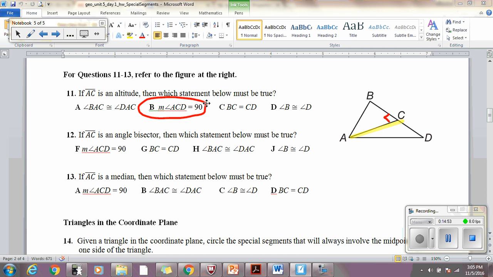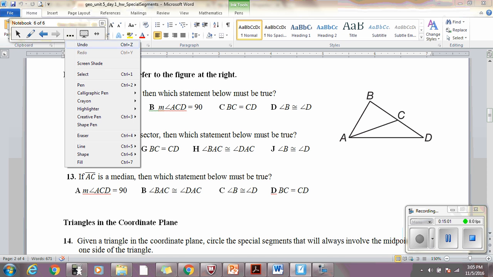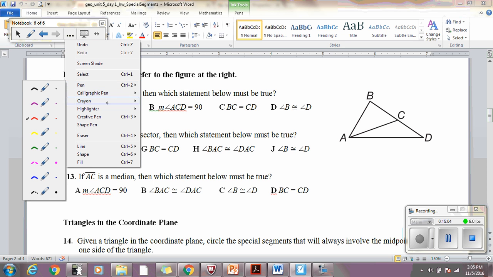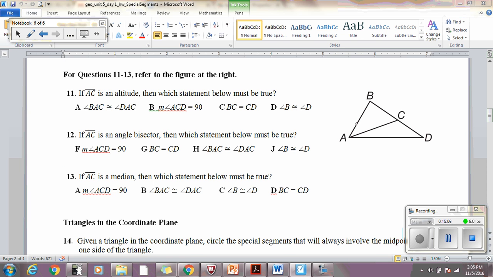Number 12. Number 12 is now saying that AC is an angle bisector. So let's re-highlight it again. Since it's an angle bisector, we now know that this angle, BAC, is equal to this angle, CAD. So let's see which statement is true. BAC congruent to DAC. H. There we go.